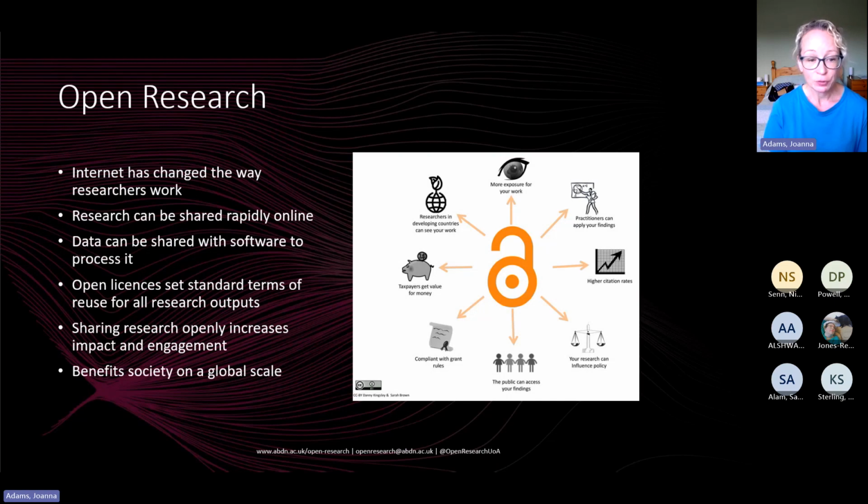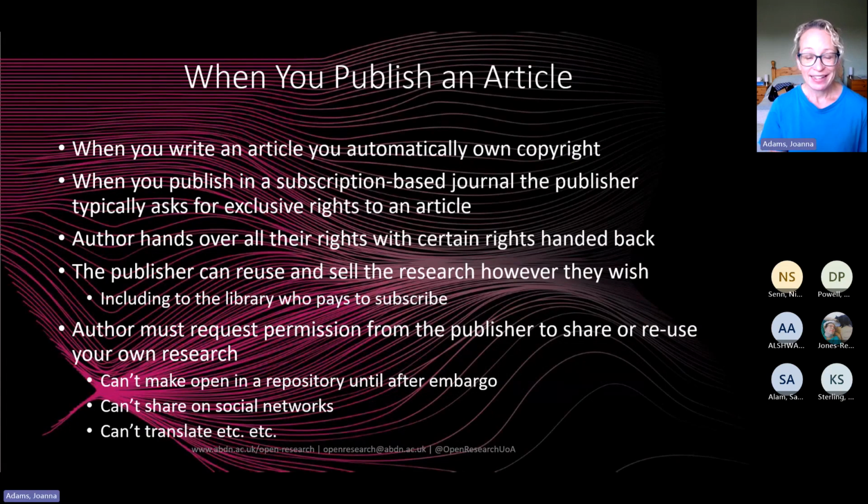And sharing research openly really increases the impact and engagement of the research. The more people that see it, the more use it is going to get. And that benefits society on a global scale. So it's really important that we make our research open access. Unfortunately, academic publishing hasn't really adapted in the way that we would like it.